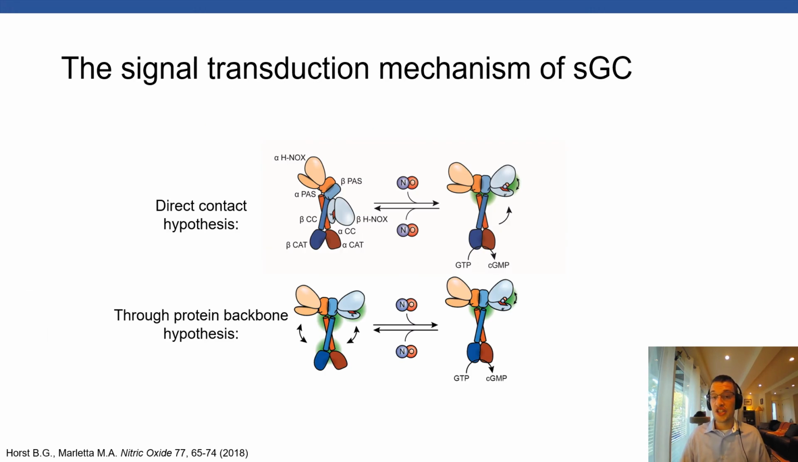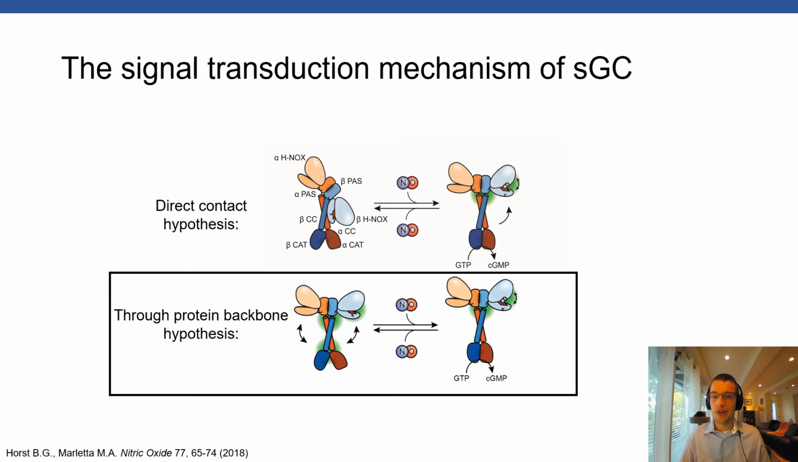Neither structure of sGC found direct contact between the beta H-NOX domain and the alpha catalytic domain. Thus, both structures are in support of the through-the-protein-backbone hypothesis, where there are interdomain interactions between amino acids that transduce the signal from the gas sensing portion of the protein all the way down to the catalytic domain.